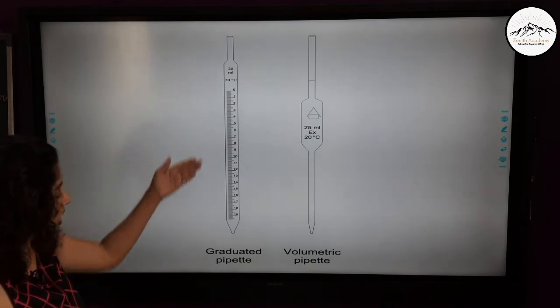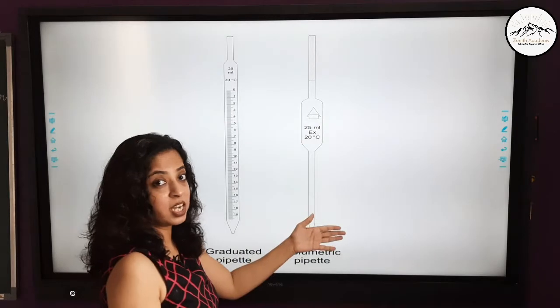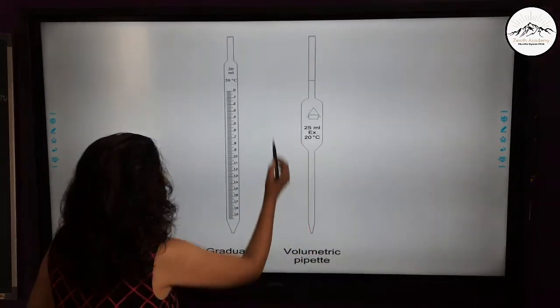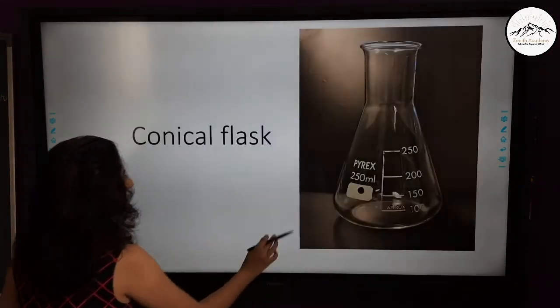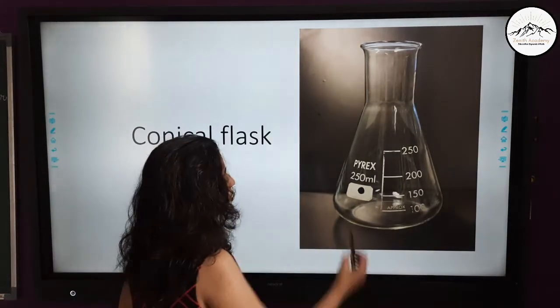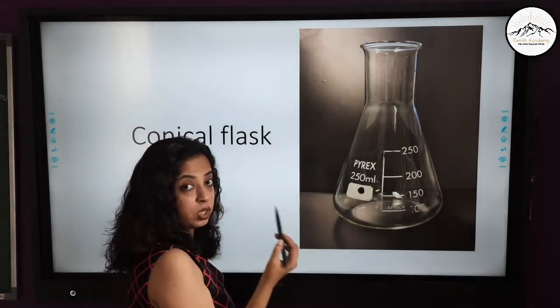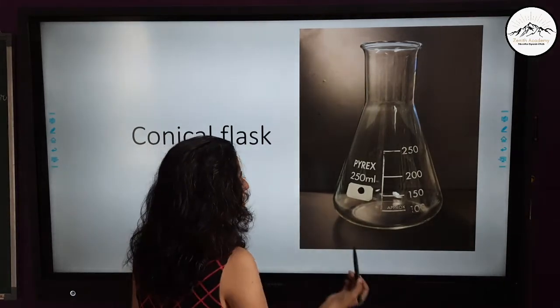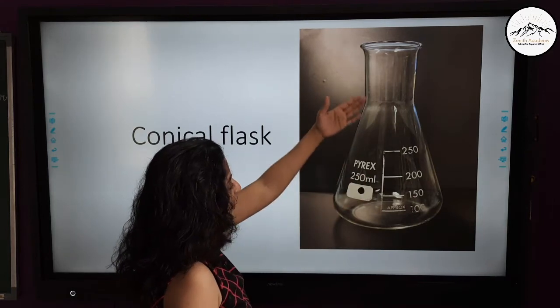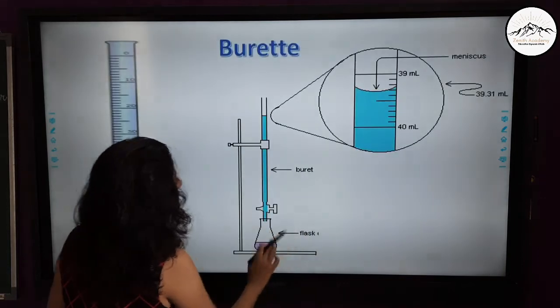So this is a graduated pipette and this is the volumetric pipette. These are the two types of pipettes that we use for titration, and mostly we use volumetric pipettes. Now comes the conical flask. The conical flask also should first be thoroughly rinsed with distilled water, and then you have to dry it completely and then add your titrant or the analyte into it.